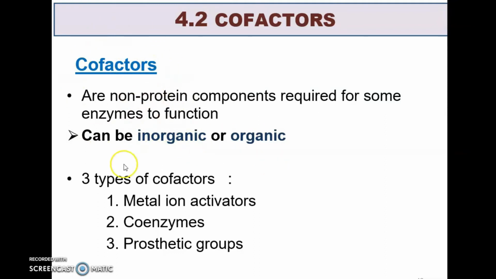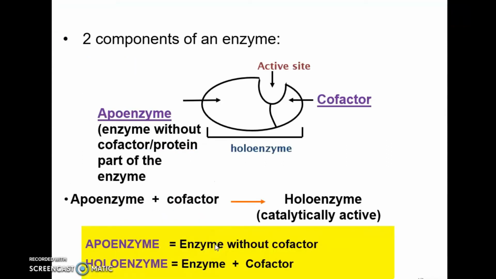This cofactor can be divided into 3 types: metal ion activator, coenzyme, and also prosthetic group. So here are two components of an enzyme. As you know, an enzyme has an active site and also an allosteric site. The active site is the site which will contact the substrate, where the enzymatic reaction occurs. The other site is called the allosteric site.